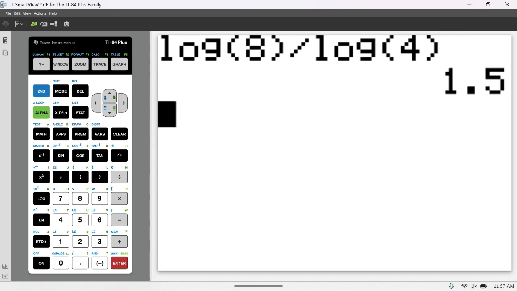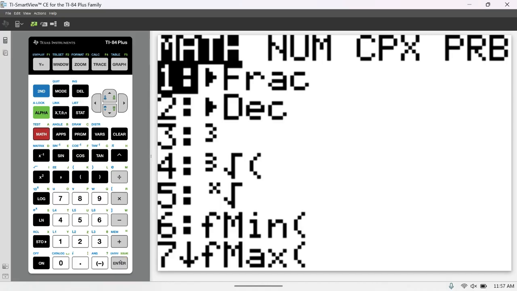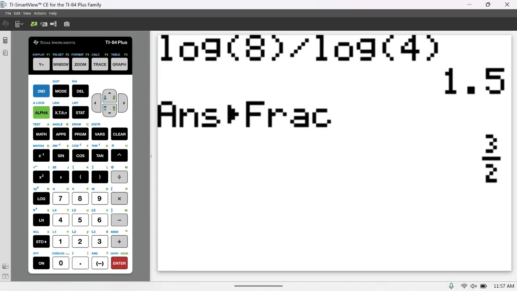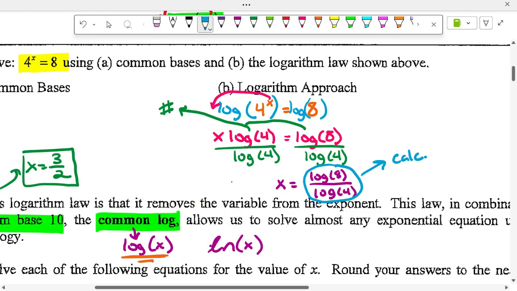If we hit enter, what is it? 1.5. Now, is that not the same answer that we got for the method of common bases? Yes, because if we change 1.5 to a fraction, it's 3/2. All right. So x is equal to 1.5, which we know is also equal to 3/2.